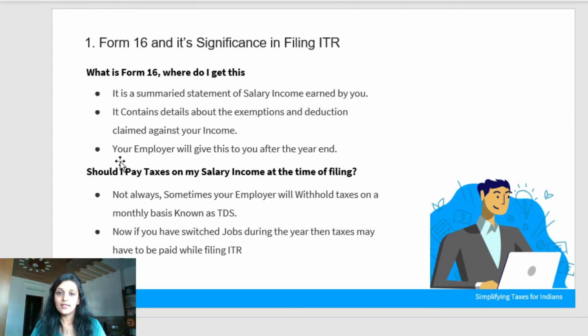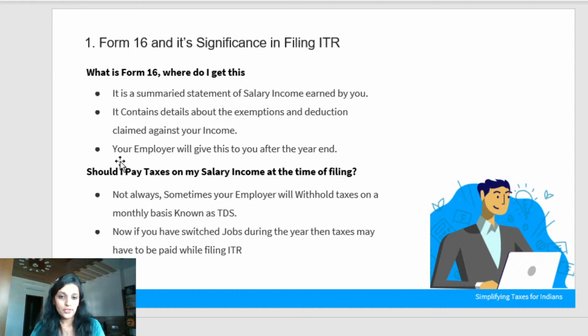So in that case, you have to collect your Form 16 from both the employers and at the time of return filing, you have to submit both the Form 16 in your ITR, because that will also be mentioned in your Form 26AS, which you will download from the income tax portal, which we'll discuss in the upcoming slides.